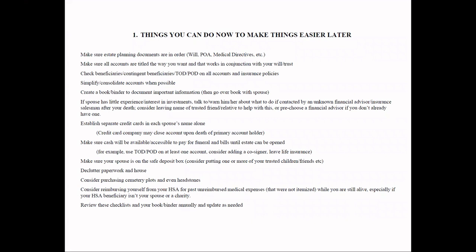One thing that I've heard of is you should establish separate credit cards in each spouse's name alone. It used to be you could have a joint account. I hear they're going away from that, and you can have a primary person on the account and an authorized user. But I've heard of situations where when the person dies, those credit cards just get shut down, even if you're an authorized user, and you could be left with no credit cards.